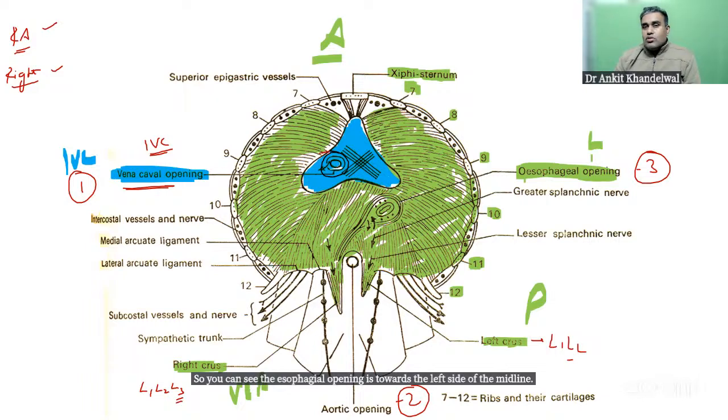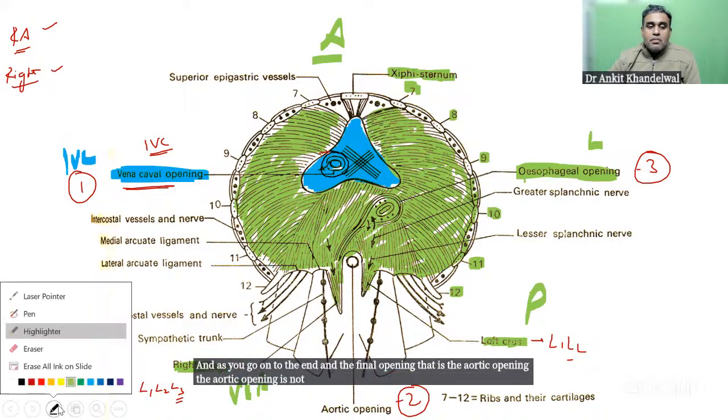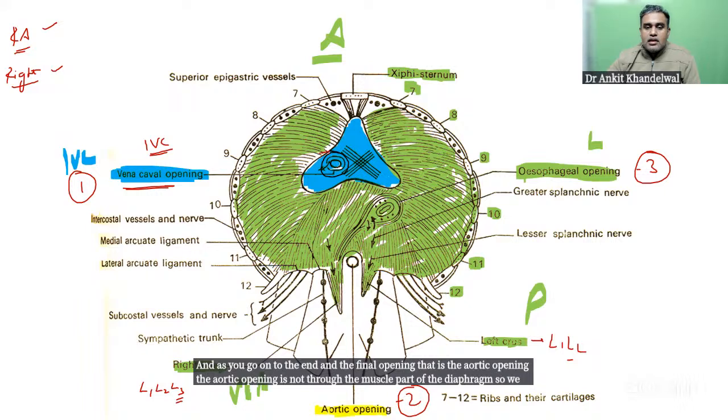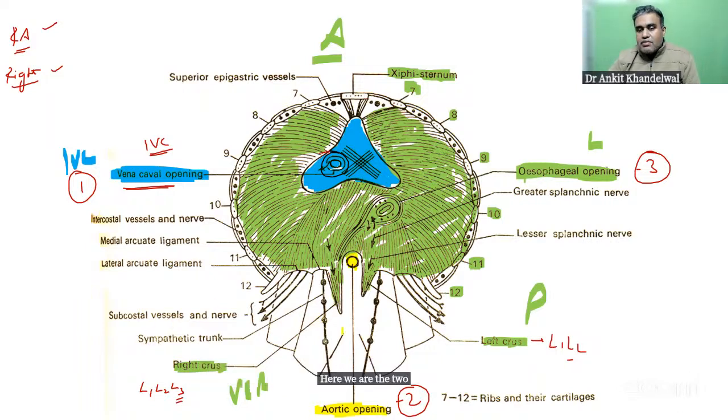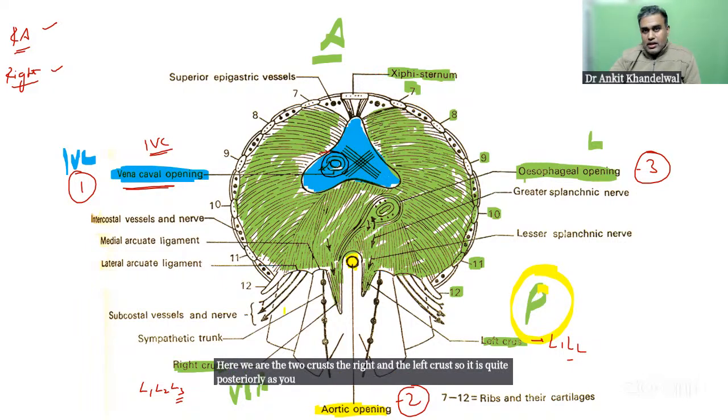And the final opening is the aortic opening. The aortic opening is not through the muscle part of the diaphragm, so we are giving it a yellow color. It passes between the two crura of the diaphragm, the right and the left crus. So it is quite posterior, as you can understand for the aorta, and it is between the two posterior attachments of the diaphragm.